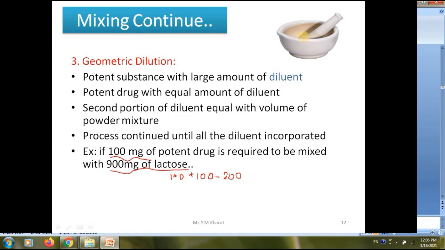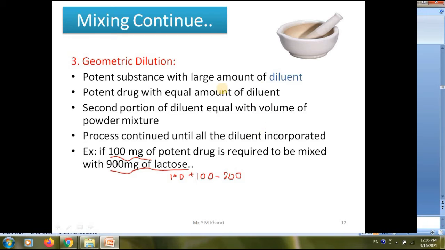Now what I am going to do, here you see the mortar and pestle, I will add 100 mg of my potent drug and add 100 mg, an equal amount, of diluent. How much is the amount of potent drug? 100 mg. So I will take an equal amount of diluent. In this case, lactose is my diluent. So I will add 100 mg of diclofenac, that is my potent drug, and 100 mg of lactose in my mortar, and I will triturate it. Okay, fine. So this is my first step.